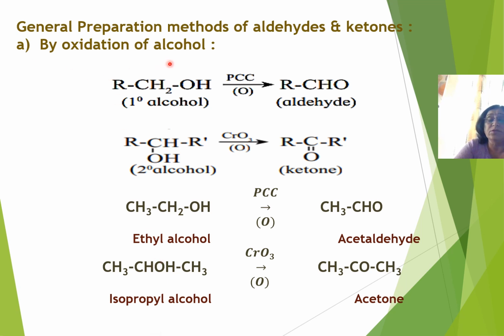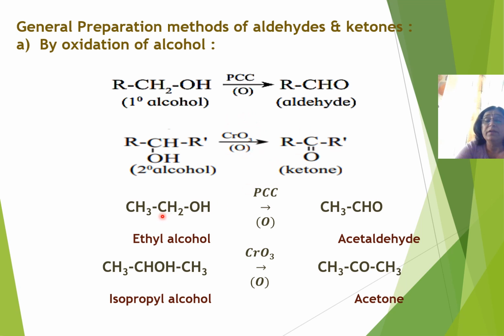First one is by oxidation of alcohols. When primary alcohols are oxidized, aldehyde is formed. When secondary alcohols are oxidized, ketones are formed. But this oxidation is done in the presence of mild oxidizing agents. When primary alcohol is oxidized in the presence of pyridinium chlorochromate, that is PCC, you get aldehyde. When secondary alcohol is oxidized in the presence of chromic oxide, you get ketone.